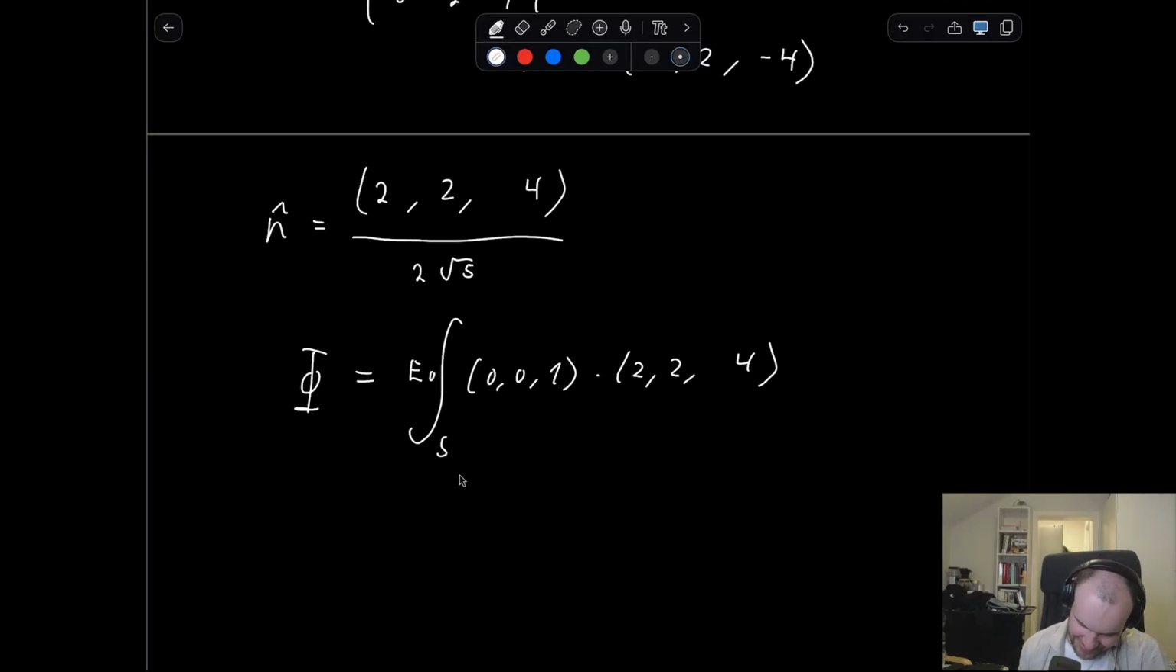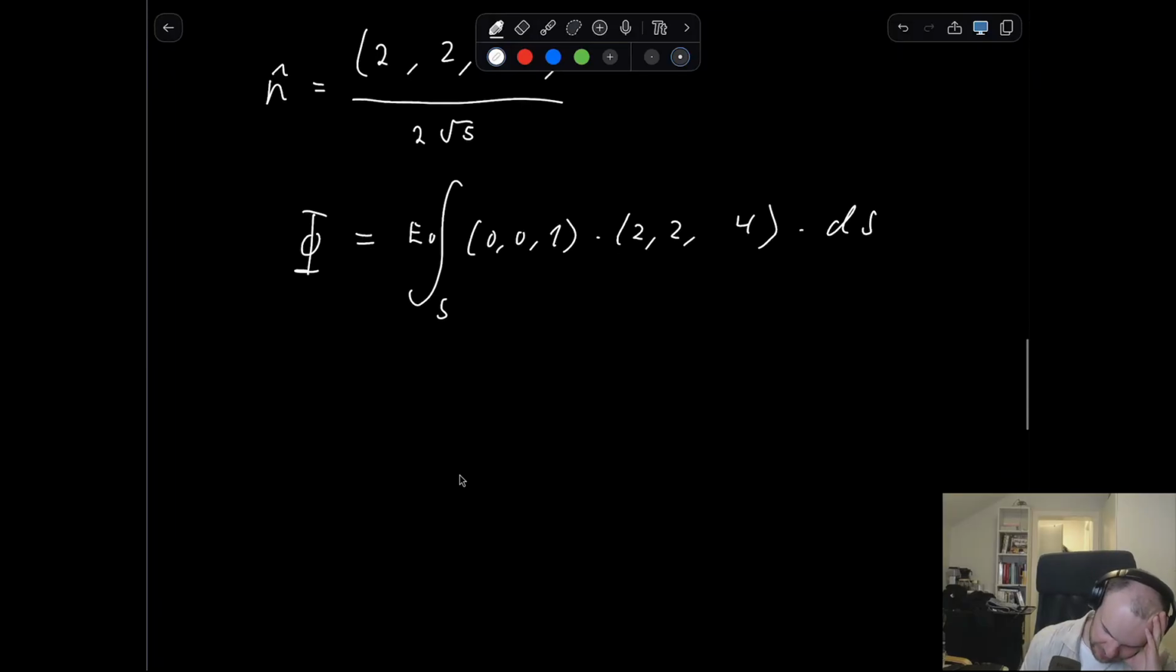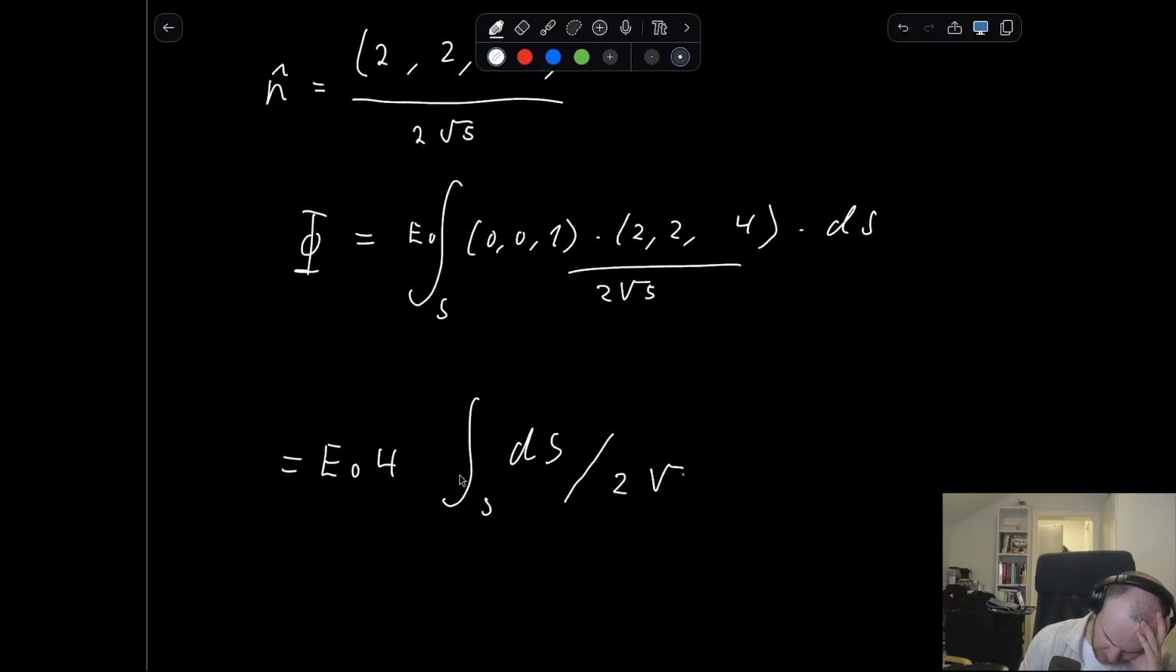Okay, so that's that, and then we just have the S, not vector, because we have written the vector. And of course I need to divide by 2 over square root of 5. That should be very much correct. Now E0, then we can move out. We just get 4, so 4 E0. Now we have this integral here, and then dS, divided by 2 square root of 5.